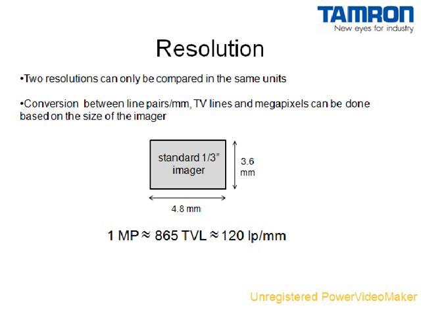Conversion between line pairs per millimeter, TV lines, and megapixels can be done based on the size of the imager. For reference, for a standard 1/3 inch imager, 1 megapixel is approximately equal to 865 TV lines and 120 line pairs per millimeter.